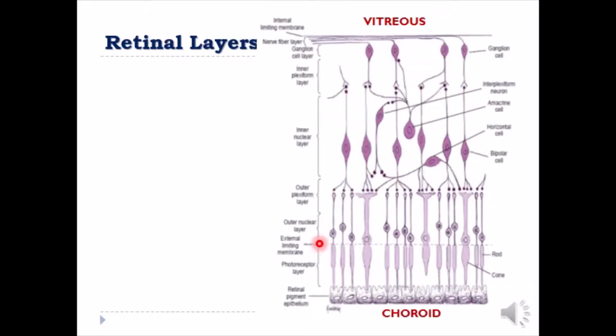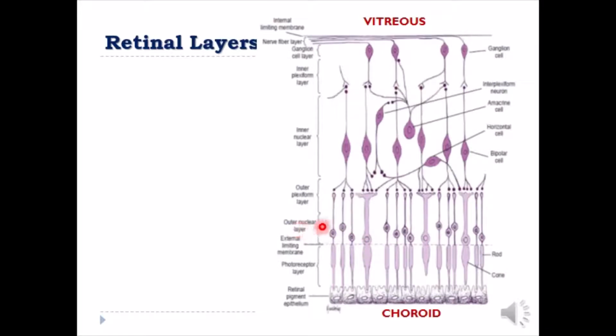Now the next layer after the external limiting membrane is the outer nuclear layer. Now look at the cells here. Within each cell you can see some dots. Those are the nuclei of these cells. Every cell in our body has a nucleus. So this layer, where the nuclei of photoreceptor cells are, is known as the outer nuclear layer.